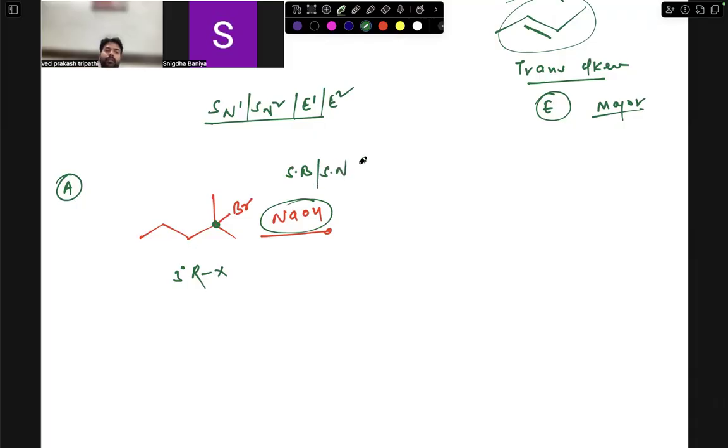Strong, yes, because it has lone pairs and a negative charge. Negative charge. So this is a strong base and a strong nucleophile.